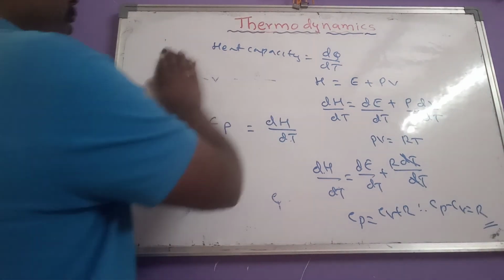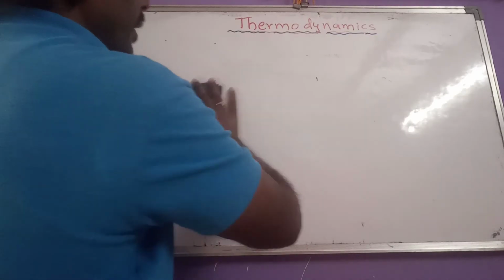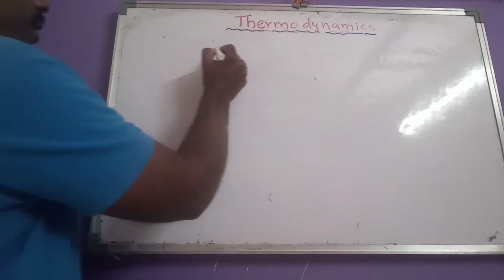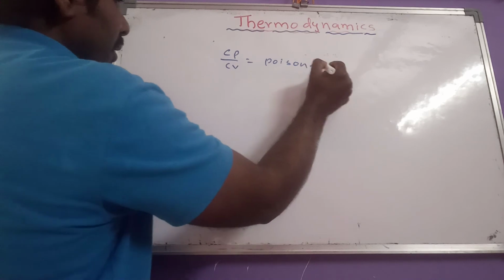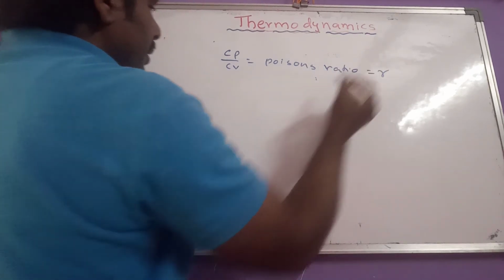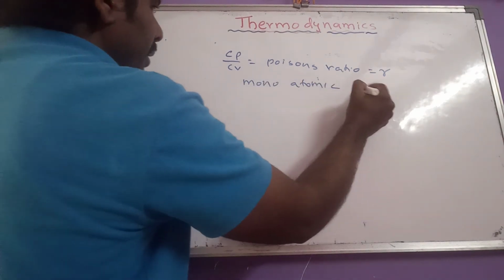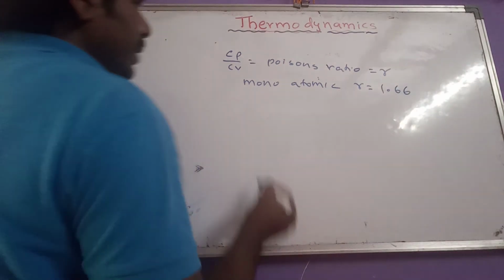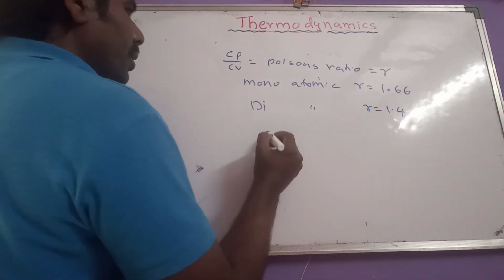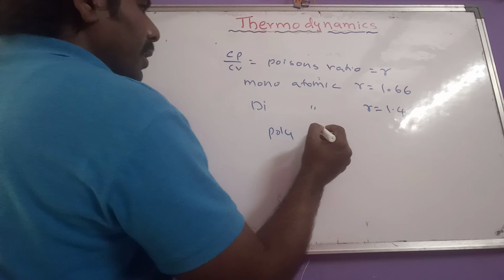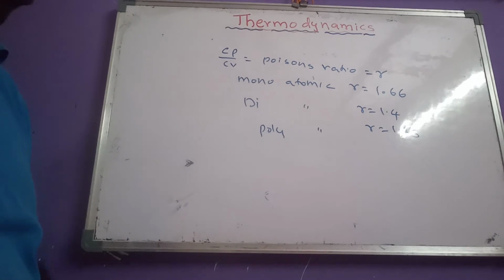And one more important thing related to Cp and Cv: the ratio between Cp and Cv. The Cp by Cv ratio is known as Poisson's ratio, indicated with gamma. For monoatomic gases, gamma is 1.66. For diatomic gases, gamma is 1.4. For polyatomic gases, the gamma value is 1.33. So we have to remember those gamma values.